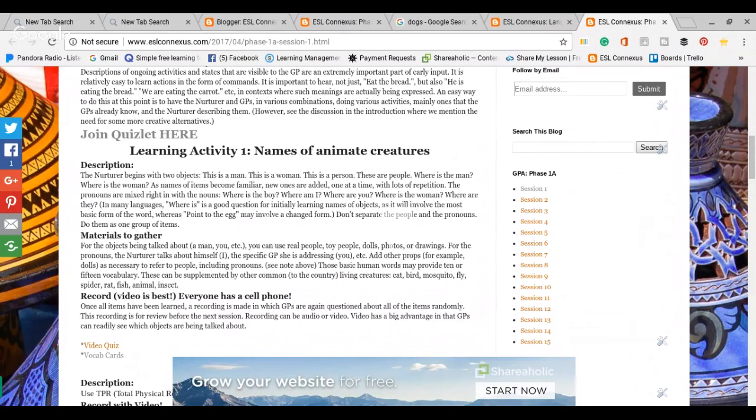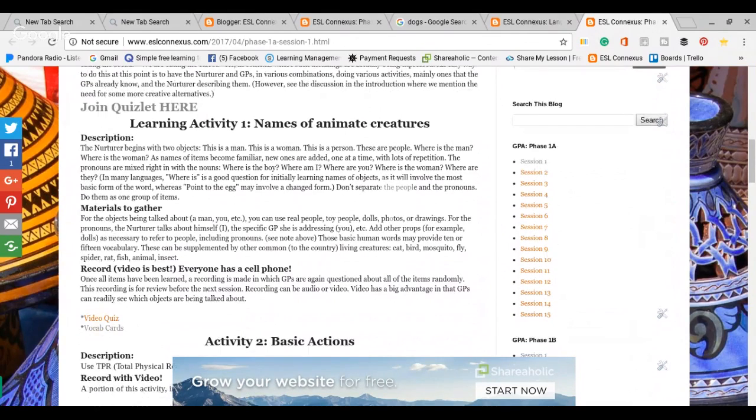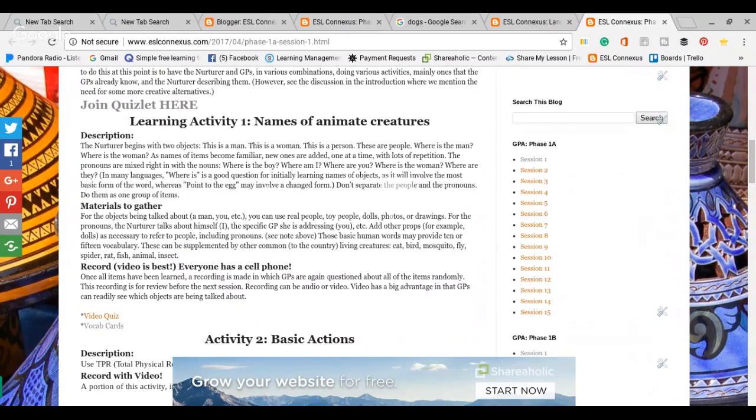All right, so we're basically going to start with Learning Activity 1. It's the names of animate creatures. I've got a link right here to this particular card set on Quizlet. So let's talk about this activity in particular.